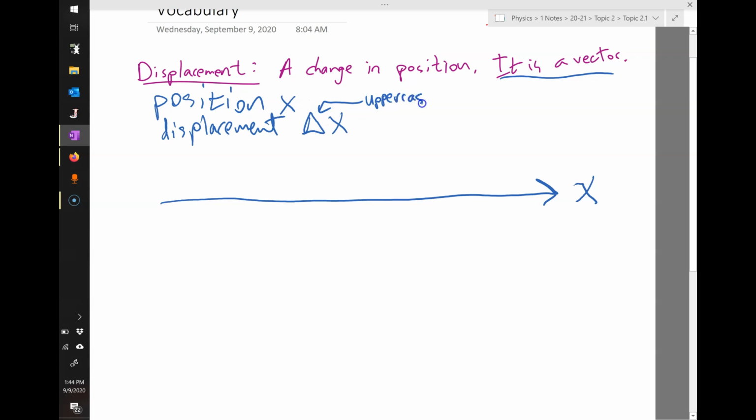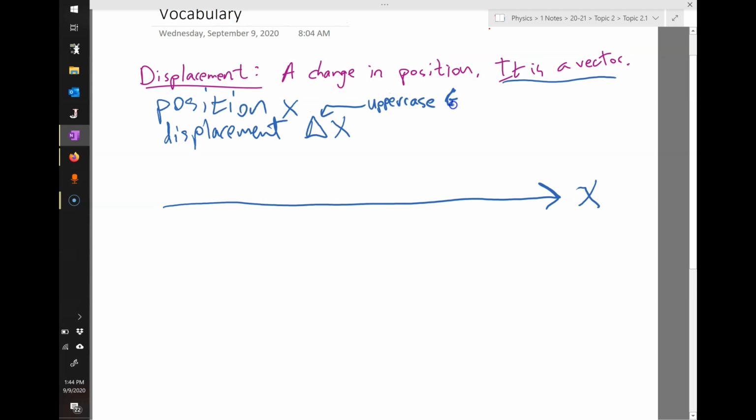We're going to encounter quite a few Greek letters throughout physics and math. You might have seen this already in math when you were talking about slope, like delta y over delta x. Delta usually means, in the math or science context, change in some quantity, change in whatever you write after the delta. So here this means delta x, or change in x.